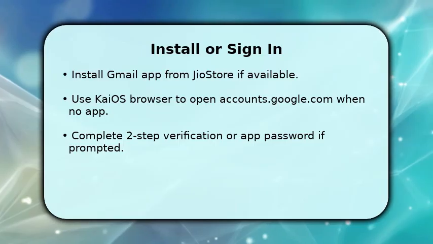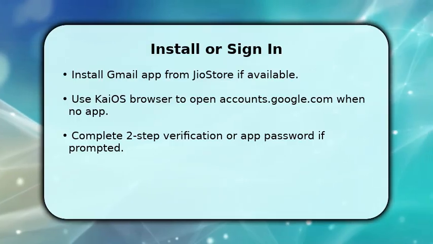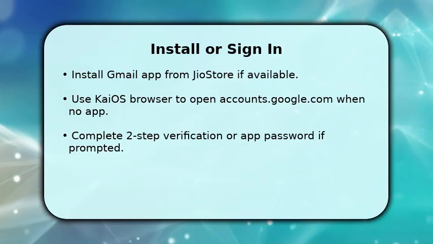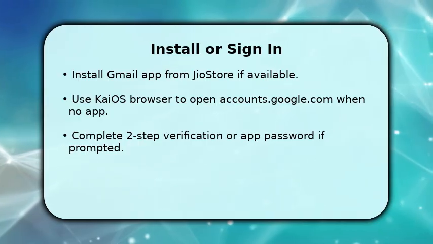Once the app is installed, open Gmail and choose Add Account. You will enter your email and password and follow on-screen prompts. If you are using the browser, go to accounts.google.com and sign in, then select Mobile View to access mail.